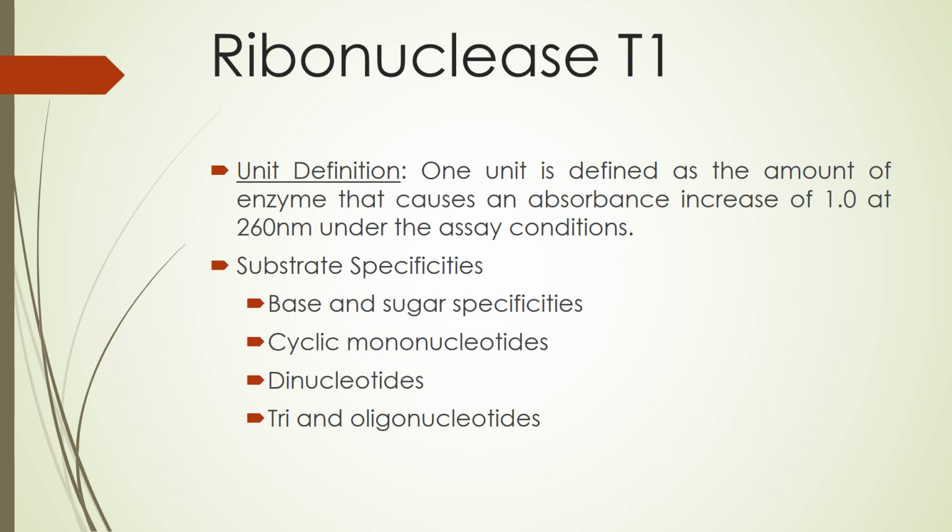RNase T1 is actually a very specific nuclease, a guanine-specific endonuclease, which is isolated from Aspergillus oryzae. It catalyzes the hydrolysis of the phosphodiester bond on single-strand DNA, producing 3' phosphate mononucleotides and oligonucleotides that end with the G, meaning guanine. The unit definition is written here.